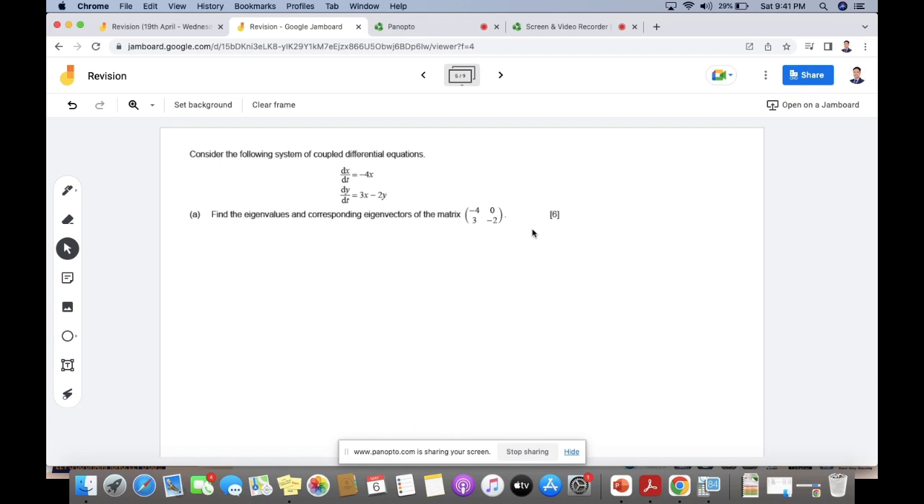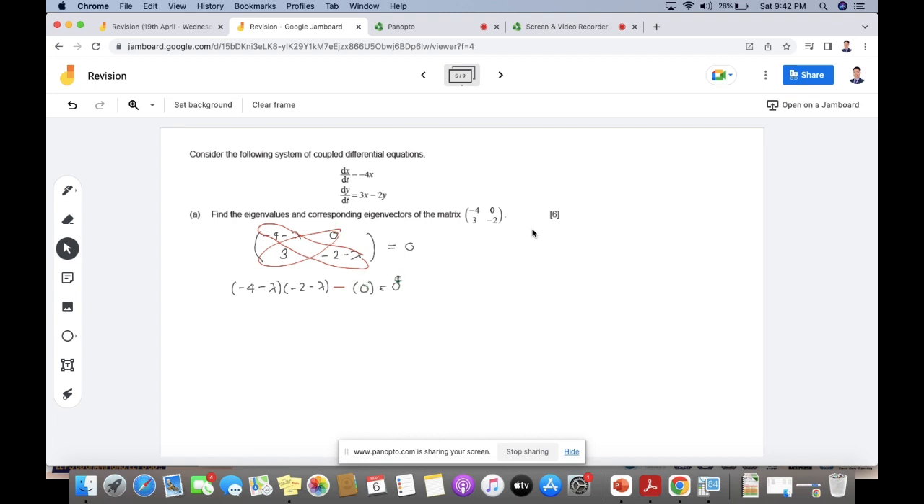Okay. So if you try to recall how we find the eigenvalues, we can write this as negative 4 minus lambda, 3, 0, negative 2 minus lambda, and this is equal to 0. For us to solve for the eigenvalues, we have to cross multiply this. Negative 4 minus lambda times negative 2 minus lambda, then minus the cross product of this, which is just 0, equal to 0.